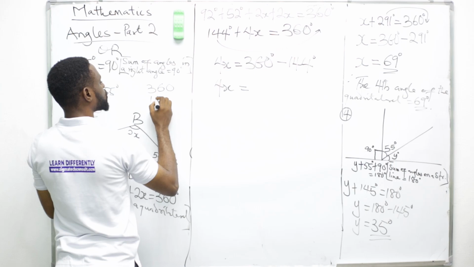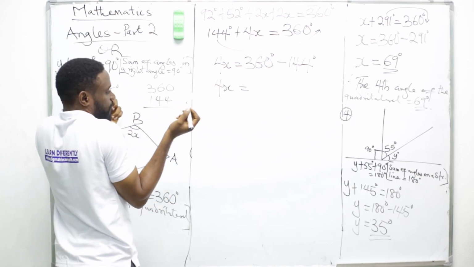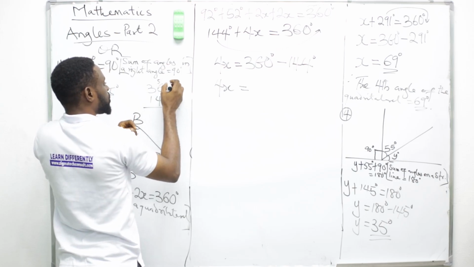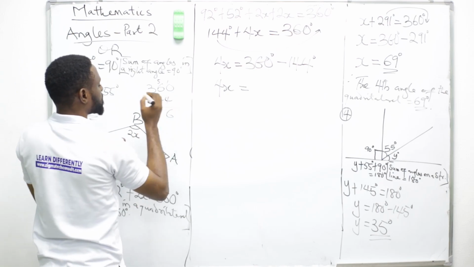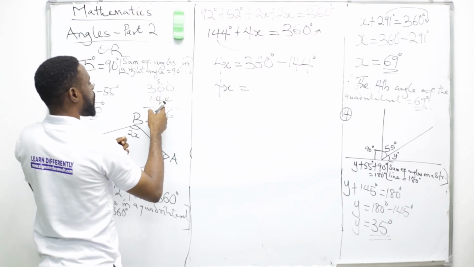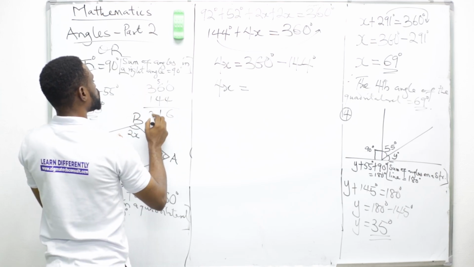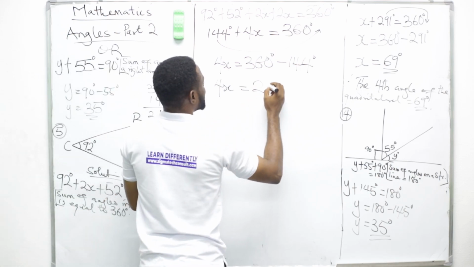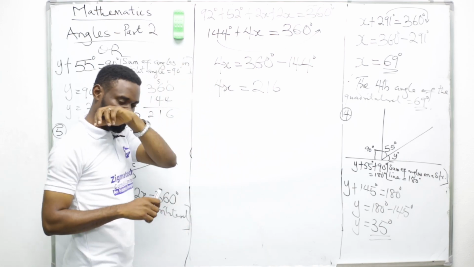360 minus 144. Okay, 0 minus 4 cannot go, so we take 1 from here. This becomes 5. So we put that 1 here. This is 10. 10 minus 4 is 6. 5 minus 4 is 1. 3 minus 1 is 2. So this is 216. Do you understand that now?